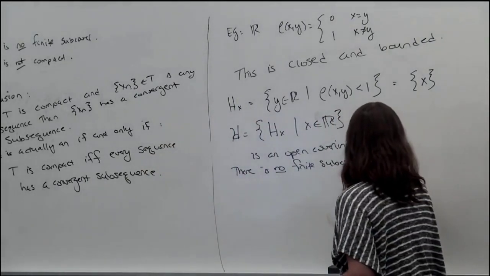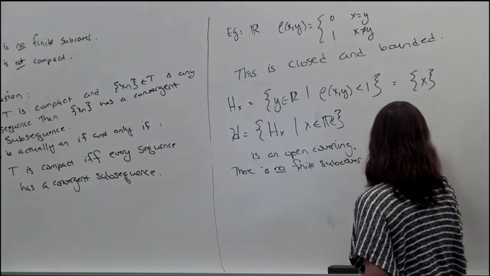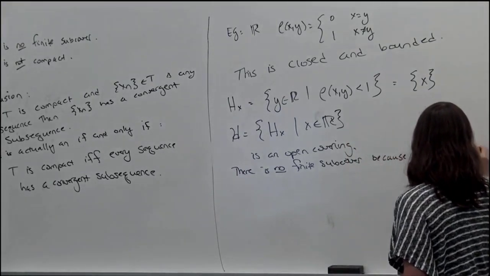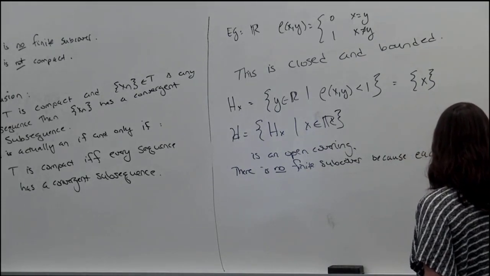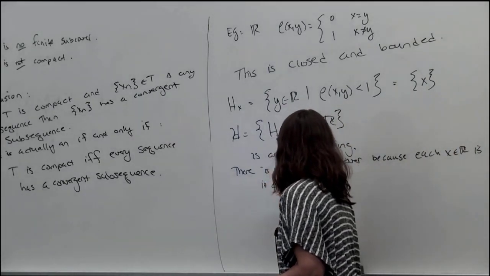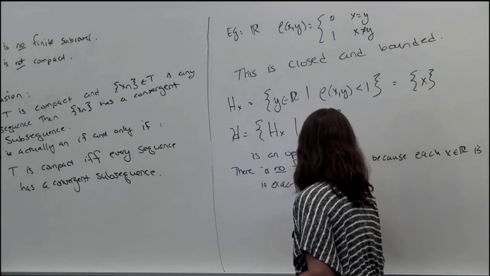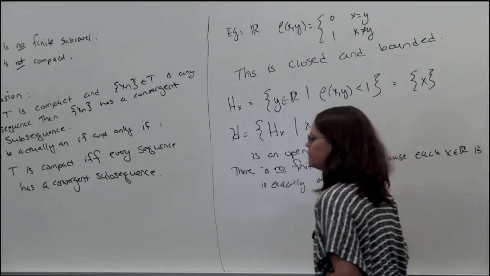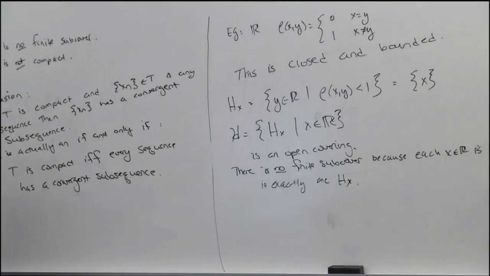Because each point is contained in only one of these Hx's. So this is an example that violates Heine-Borel. This is not compact as we've defined it. So even though things stay close together in some sense, and we have a bounded set that is also closed, it's not the same as compactness anymore the way we've defined it.